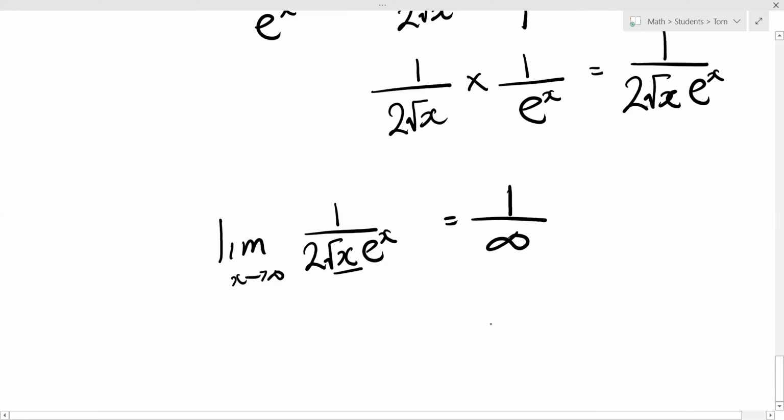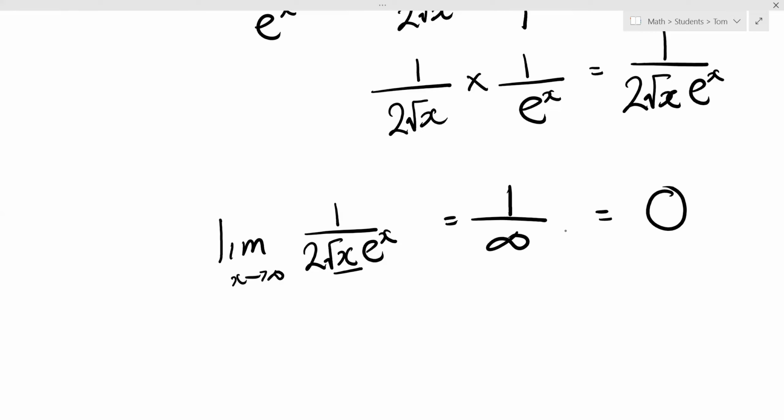So 1 over infinity, the limit of this gives us 0. This gives us the limit as 0. It means that this gets closer and closer to 0.